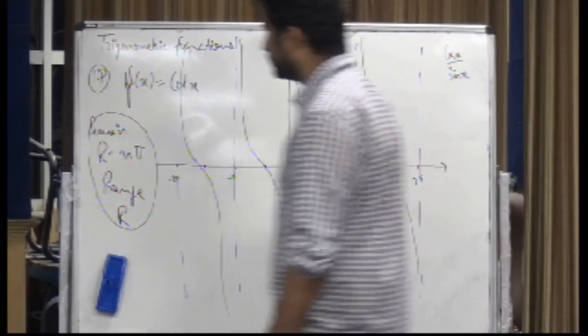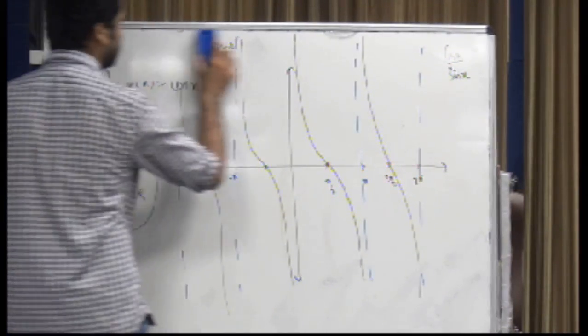Next is f(x) is equal to cosecant x and f(x) is equal to secant x.